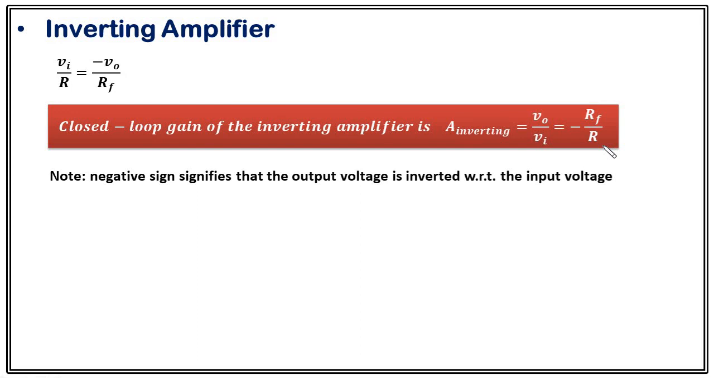Next, if you want to tune this amplification factor, you just need to tune these two resistances RF and R. If RF is 2 times R, the amplification factor will be 2. If RF is 3 times R, the amplification factor will be 3. So in that way, just by tuning the resistance, you can tune the amplification factor. So you have complete control over the amplification factor. So this whole circuit can easily be used as an amplifier circuit.